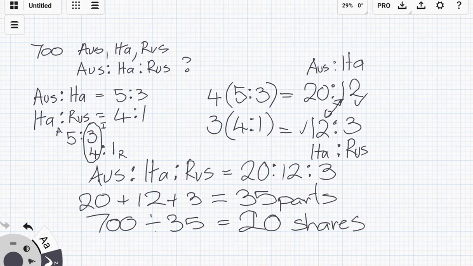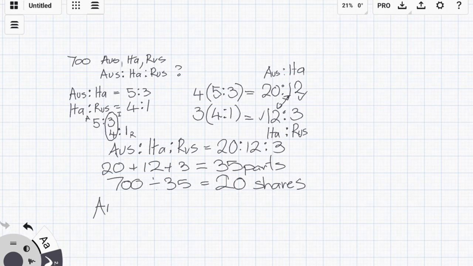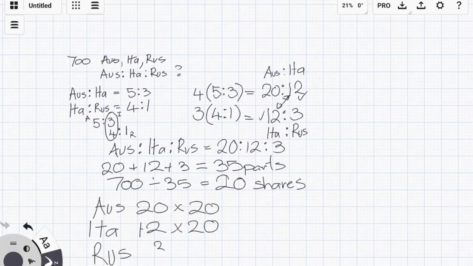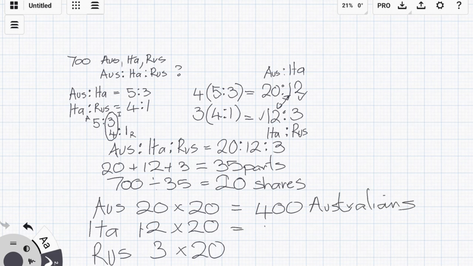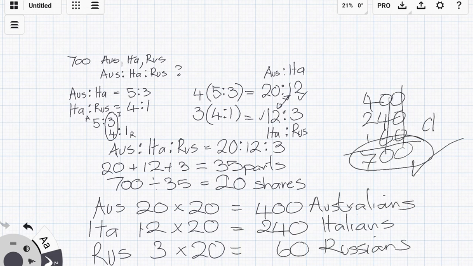700 divided by 35 equals 20 shares. 20 by 20 equals 400 Australian. 12 by 20 equals 240 Italian. 3 by 20 equals 60 Russian. Add them to check. Totals 700.